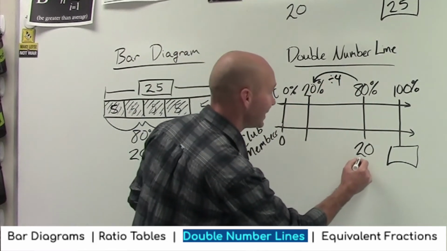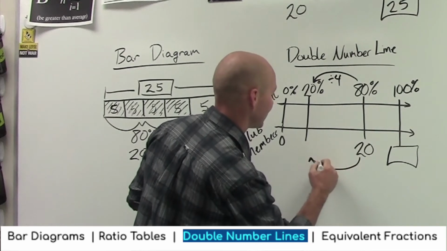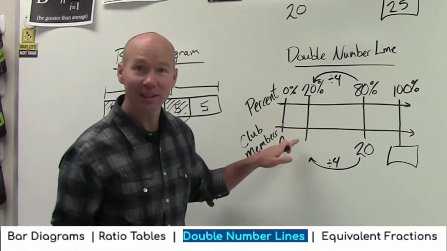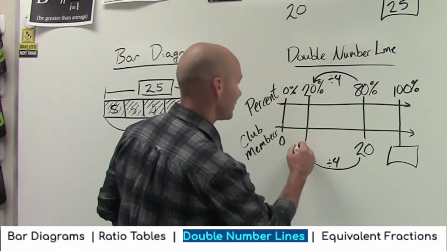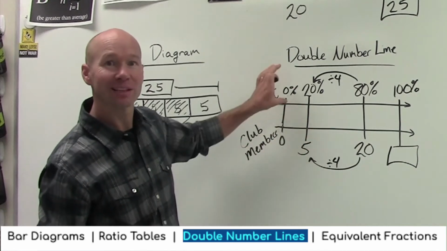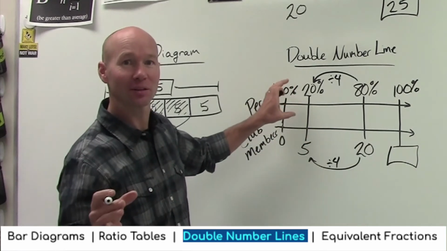Therefore, 20 divided by 4 is going to equal what? 5. Good, so we've got 5. 5 people is 20% of Yolanda's club.